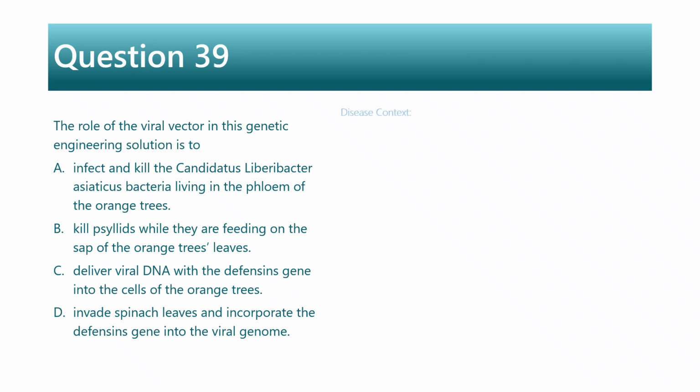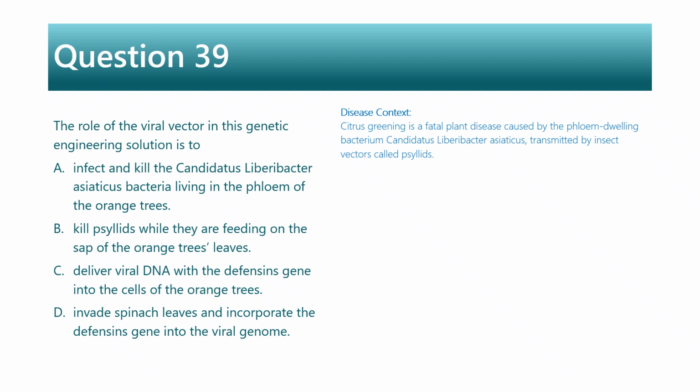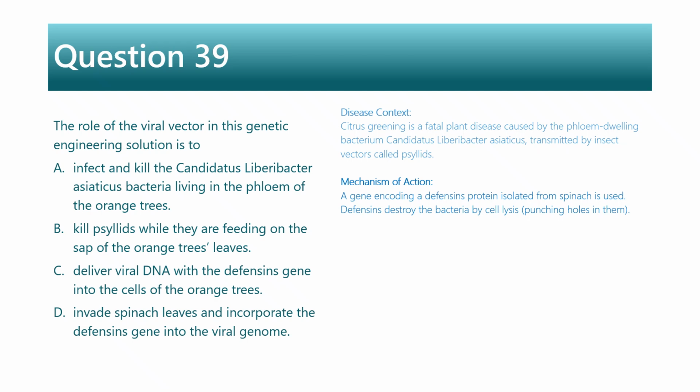Disease context. Citrus greening is a fatal plant disease caused by the phloem-dwelling bacterium Candidatus Liberibacter asiaticus, transmitted by insect vectors called psyllids. Mechanism of action. A gene encoding a defensins protein isolated from spinach is used. Defensins destroy the bacteria by cell lysis, punching holes in them.